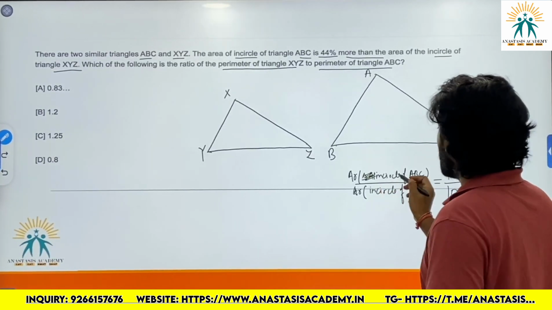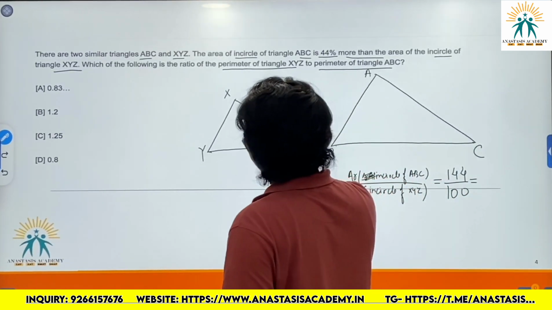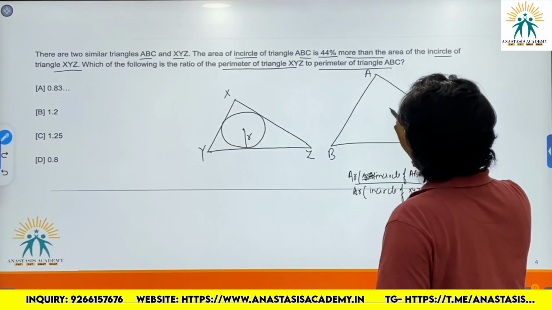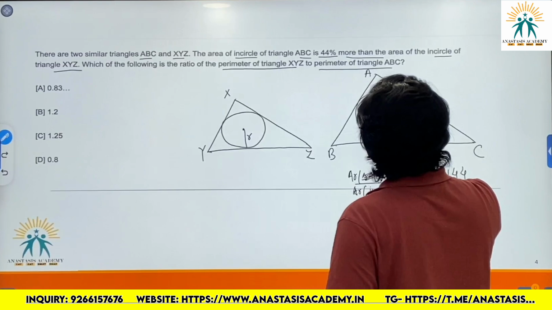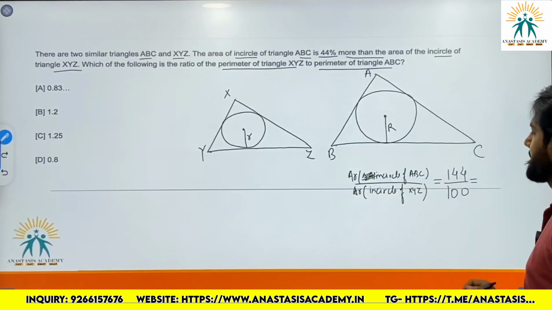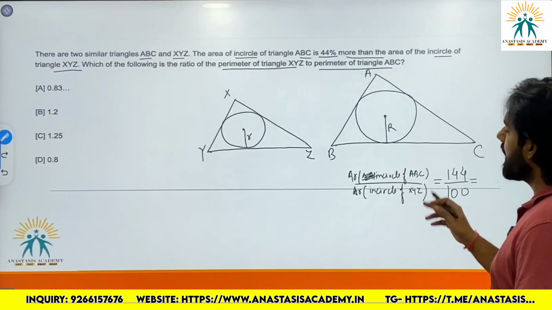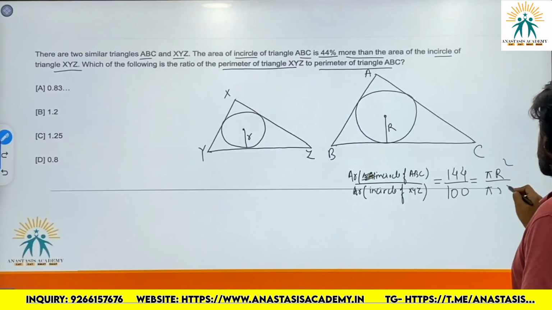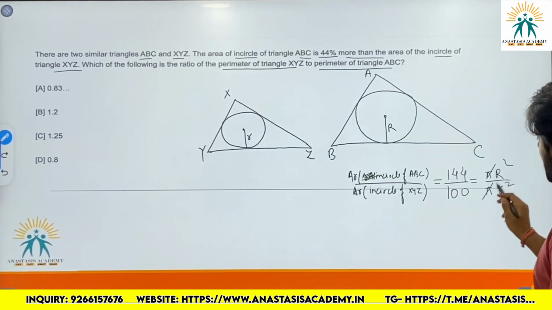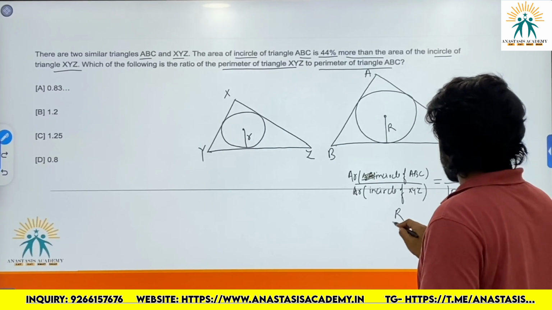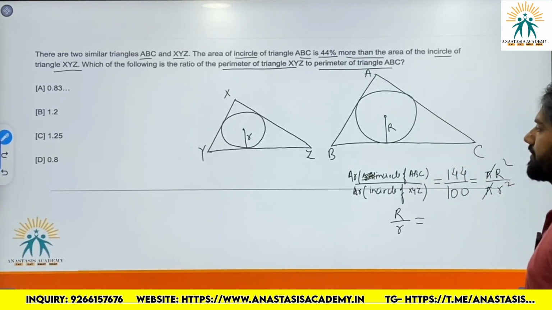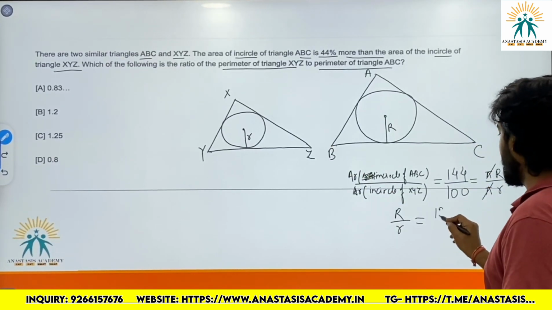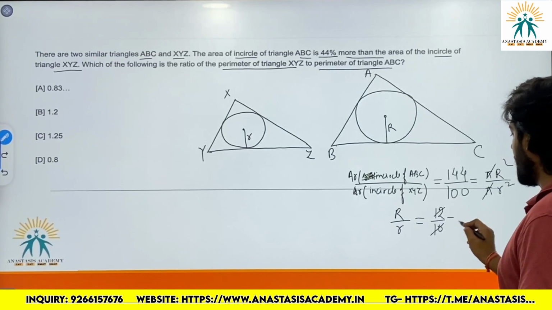I am drawing the two incircles. So this incircle has a radius R, and the incircle of this triangle has radius r. The area of incircle of ABC would be pi R square, and the area of incircle of XYZ would be pi r square. From here, taking the square root, I get the ratio of inradius of triangle ABC and inradius of triangle XYZ as 12 upon 10, or 6 by 5.